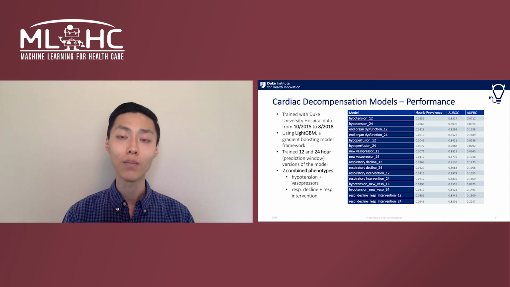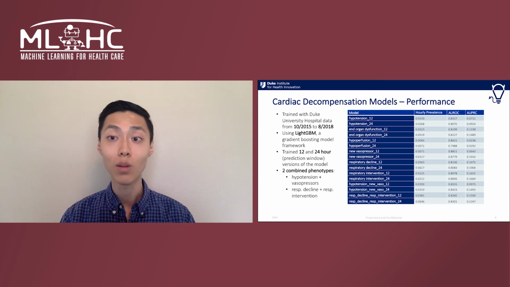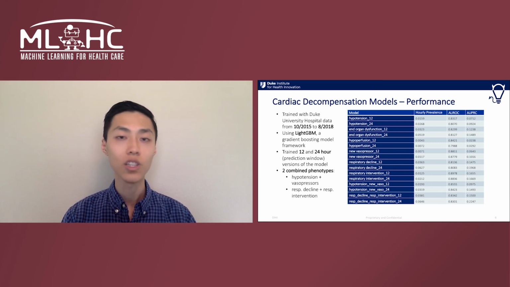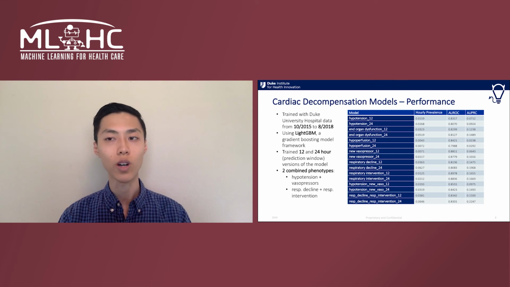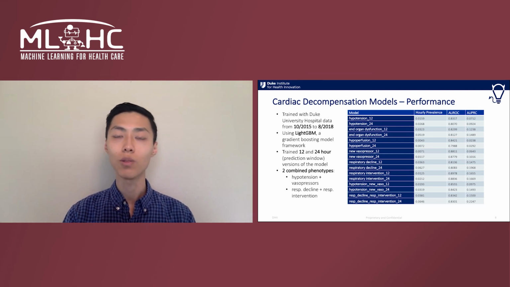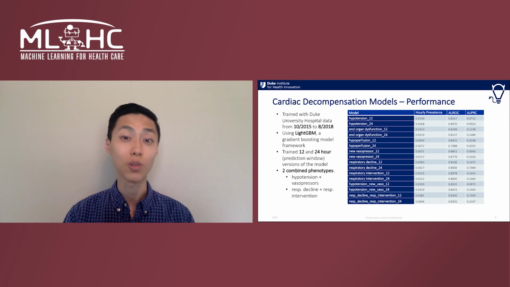We used LightGBM, a gradient boosted model framework, to develop these models. On the right, we see the model performance and hourly prevalence. For each phenotype, there are 2 models, the 12 and 24-hour versions, which assess whether or not we meet each definition within the next 12 or 24 hours.